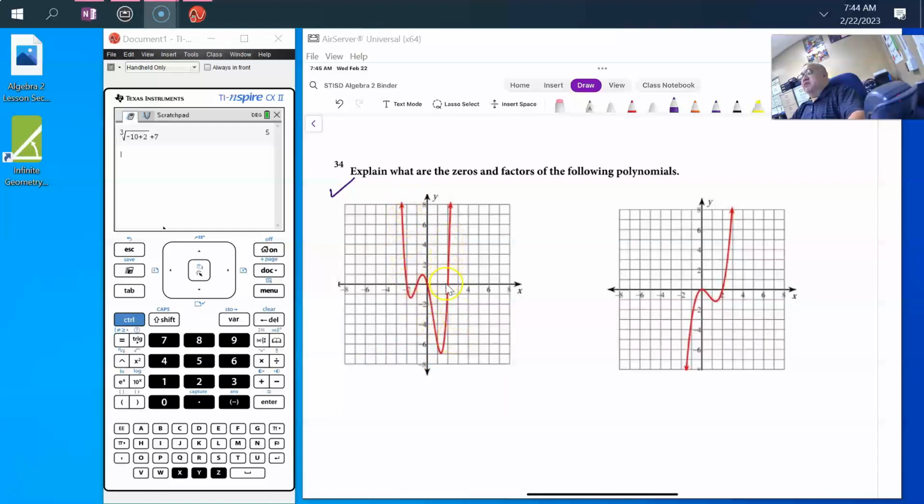positive, positive. To list the factors, you can use the zeros. In this case, we have x equals -2, so it's x plus 2. X equals -1, so it's x plus 1. We have x, and then we have x minus 2. So you have to write it out, and you have to explain.